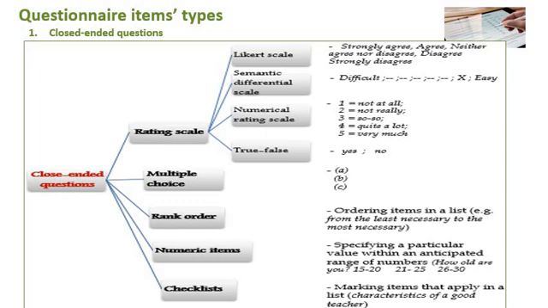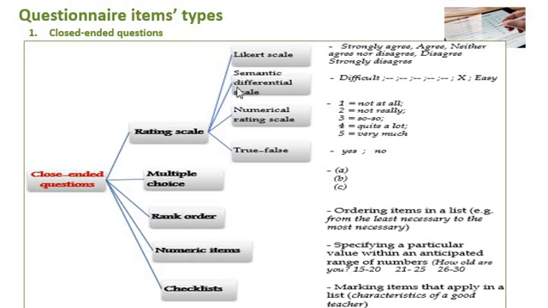These items can be of the following types, which appear in the figure. Here, the first type of closed-ended questions is the rating scale type. These questions have a scale. It means some points which are ordered. The first category or the first type of rating scales is the Likert scale. The Likert scale contains degrees. For example, strongly agree, agree, neither agree nor disagree, disagree, and strongly disagree. These are the points of the scale, and they are ordered from the lowest to the highest.